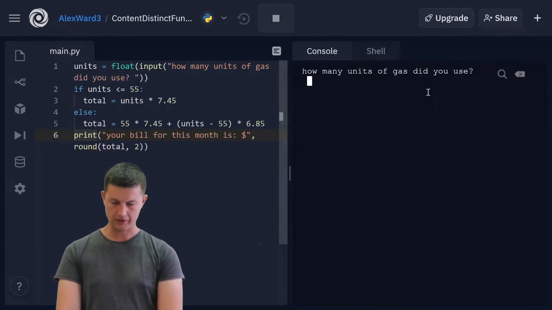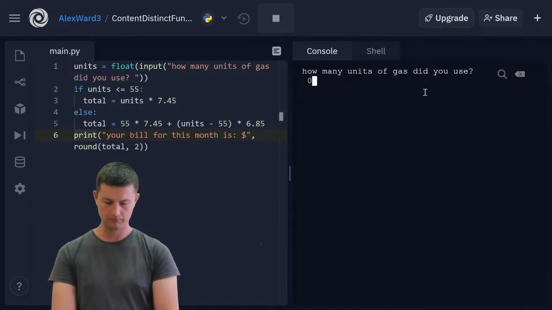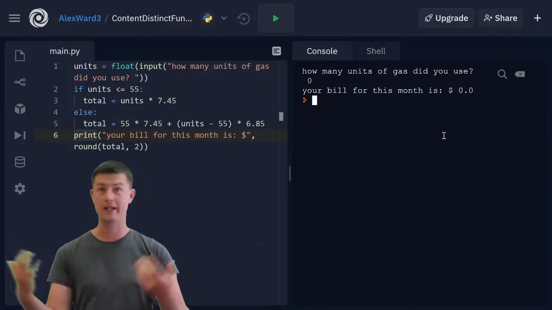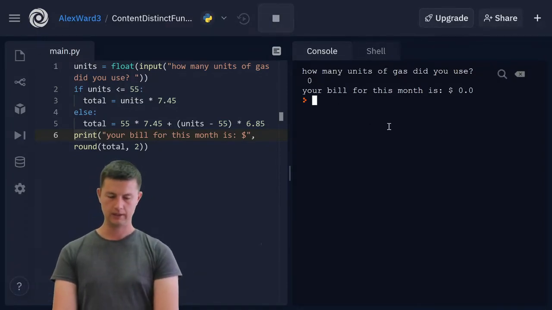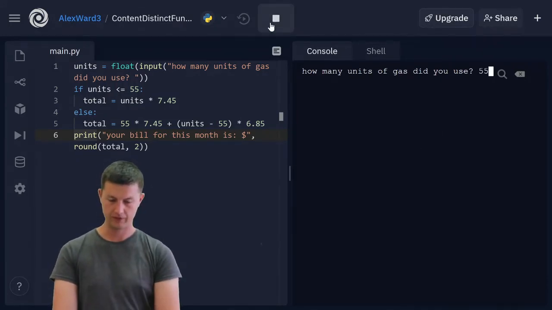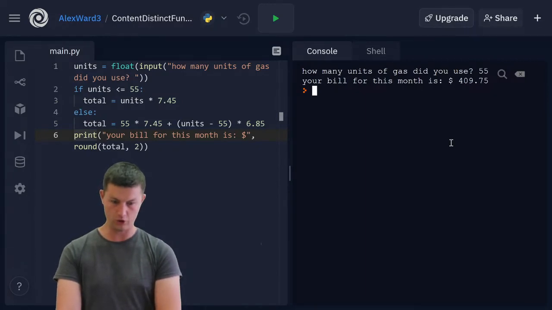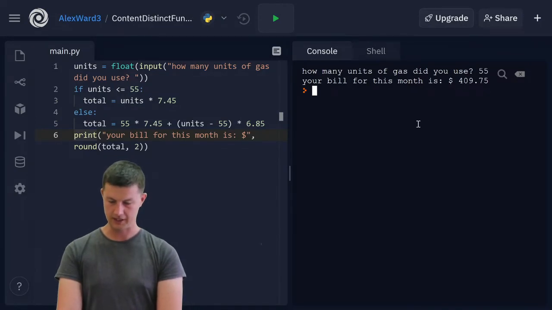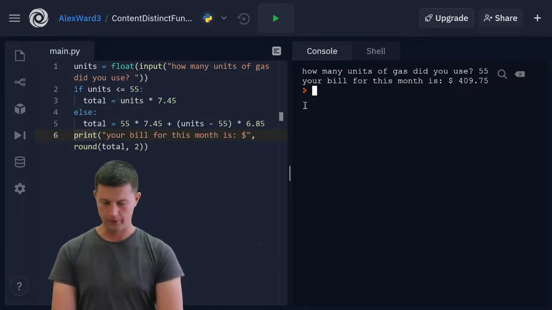Okay, let's try this. How many units of gas did you use? I used 0. Your bill for this month is 0. Okay, cool, that case is working well. How many units of gas did you use? I used 55. And your bill for this month is $409.75. Wow, okay. I'm going to take it easy on the gas.